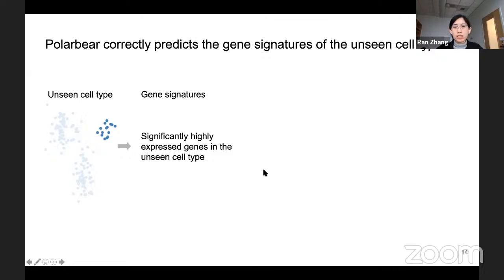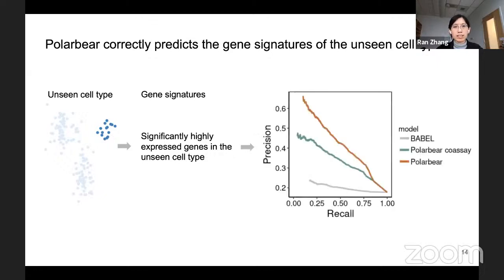And the true labels are generated based on the differential gene expression pattern in the true profile. And here we use the different models to predict the profile and predict the differential gene expression pattern, and evaluate this predicted differential expression pattern on the true differentially expressed genes that we get based on the true profile. And here, based on the precision recall curve, we can see that Polar Bear is the best at recapitulating the gene signatures of the unseen cell type.